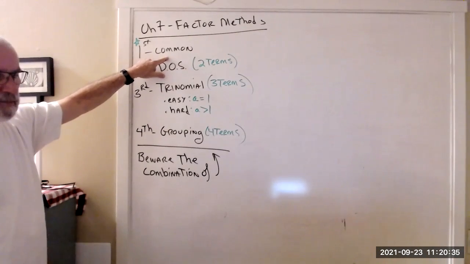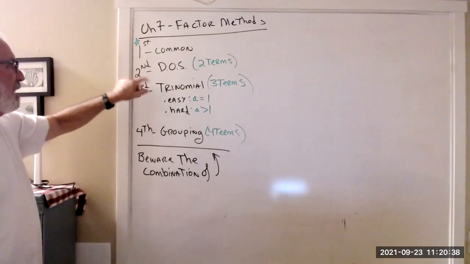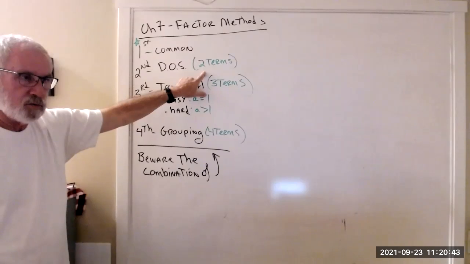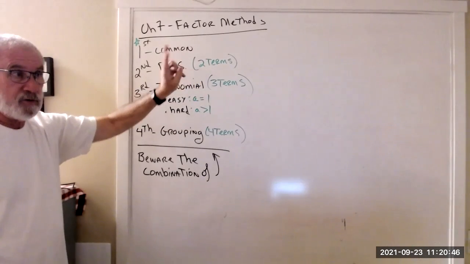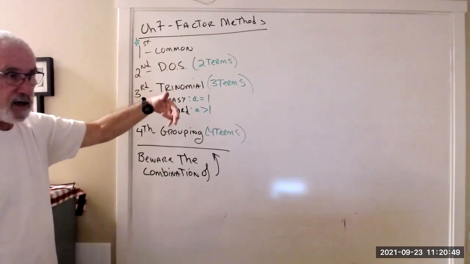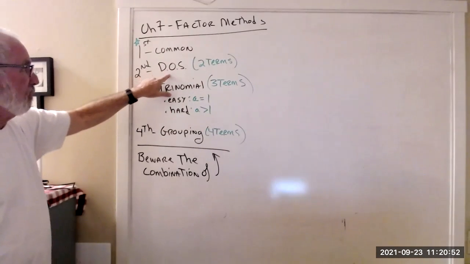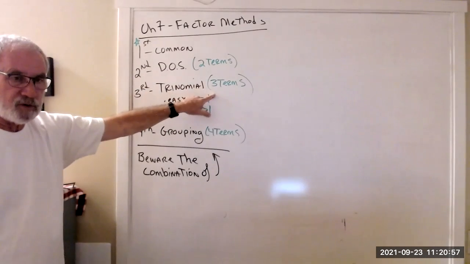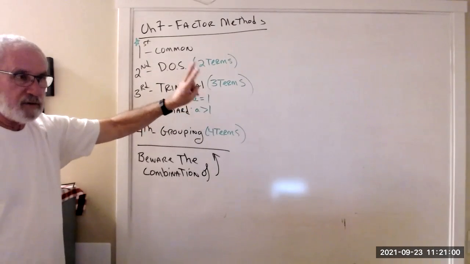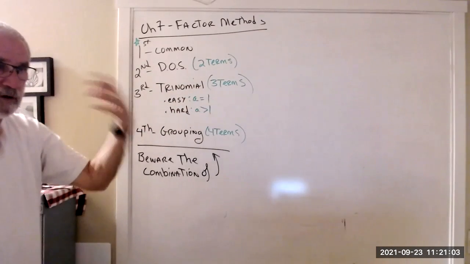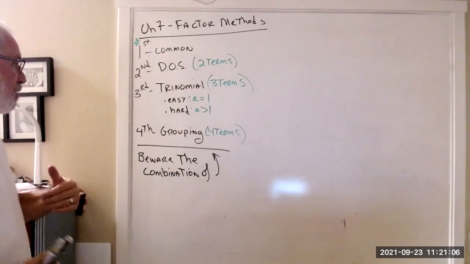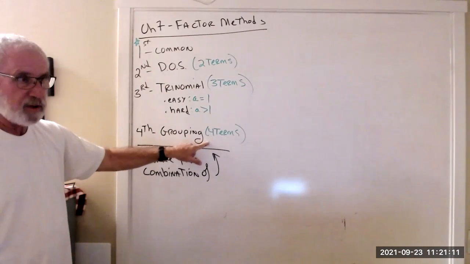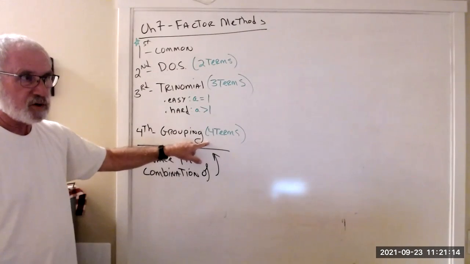I'm going to have some examples to help you with that. Second thing, dose, because second, dose, 2. If there's 2 terms, we do the dose factoring. Third, try means 3 terms. They're all tied together. This is a checklist of things you go through. Fourth means grouping because there's 4 terms. Has to be 4 terms.